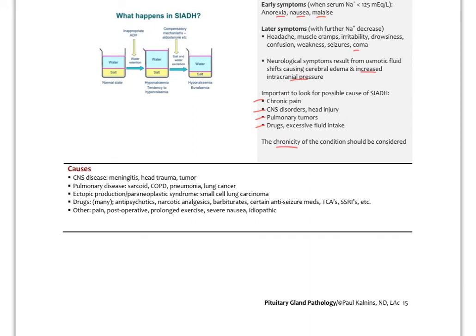So our causes of SIADH will be, again, CNS, like head trauma, tumors, meningitis, and pulmonary disease like sarcoid, COPD, pneumonia, lung cancer, and ectopic production. This will be part of the paraneoplastic syndromes and small cell lung cancer. A lot of drugs can cause SIADH, and that's important to know. So antipsychotics: you might see a person with hyponatremia, and it might be from SIADH from their medication. Narcotic analgesics, the opioids, barbiturates, the different anti-epileptic drugs, TCAs and SSRIs. Usually it's not as common with SSRIs or TCAs, but it's something to think about.